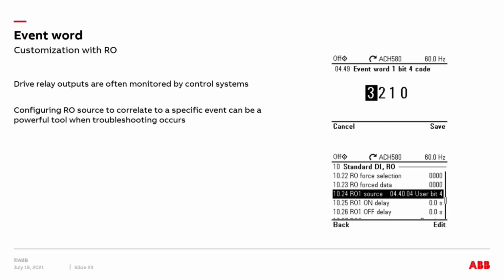And this can all be done by configuring, say, an event word bit to be sourced for the RO, as I show in the two screenshots to the side. The top screenshot is me configuring the overvoltage fault for that event word bit, and the second screenshot on the bottom shows that going into group 10 in the ROs, you can have that RO source be event word 1 bit 4.